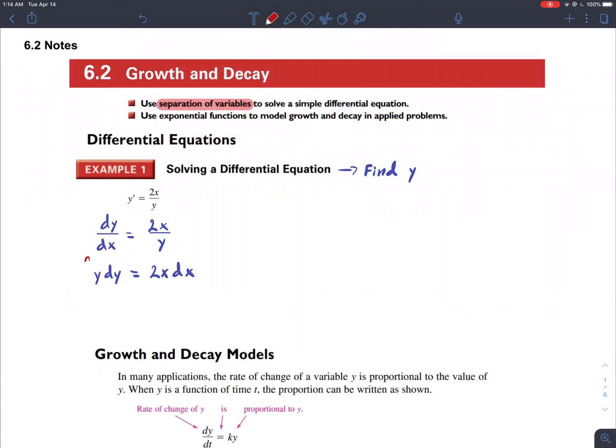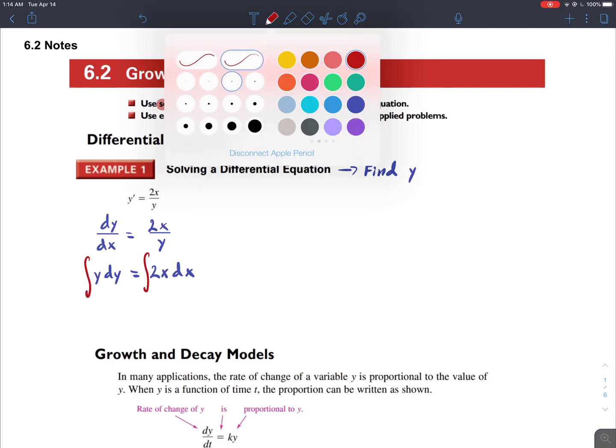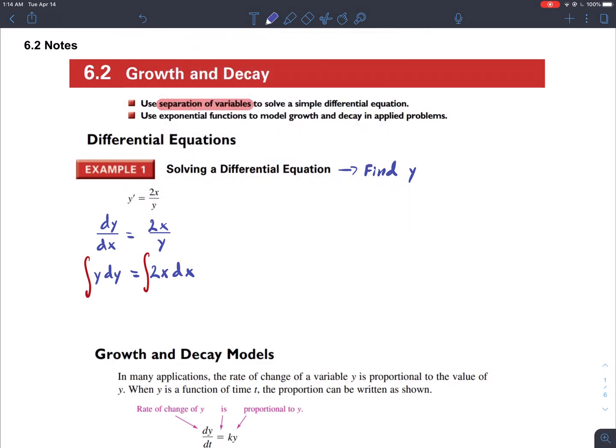Now I'm going to integrate both sides. All right? If I integrate y with respect to y, then I raise the power 1, divide by the new power, I get 1/2 y squared. On the right side, I raise the power of x. I'm integrating a function of x with respect to x, right? So that works, it's fine. Raise the power, divide by the new power, I just get x squared.